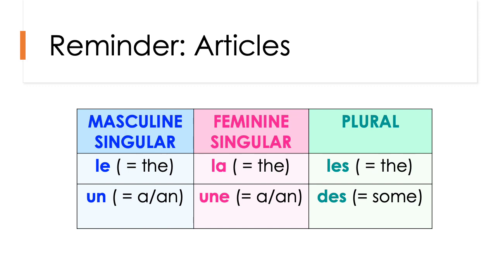So why is this relevant to talking about clothing and colours? Well, just keep in mind that we use the or le, la, and les for specific items of clothing, and un, une, or des for non-specific items of clothing. Let me give you an example. So if I say, are you going to wear a black dress this evening? It could be any old black dress. But if I say, are you going to wear the black dress that you bought at the shops last weekend? Then that's going to be referring to a specific black dress. We're going to use the for specific items of clothing and a for non-specific items of clothing.